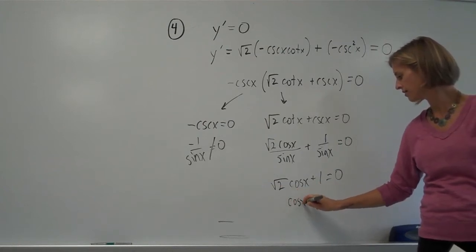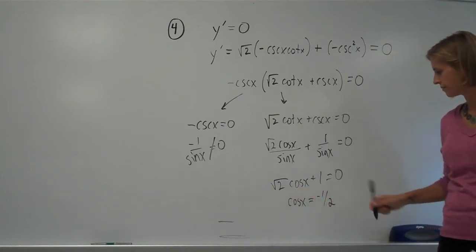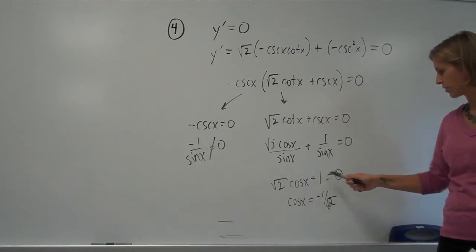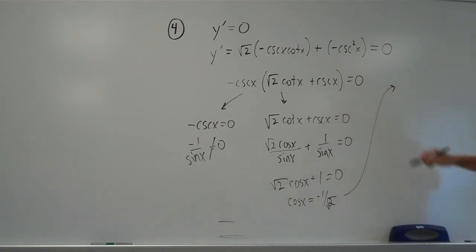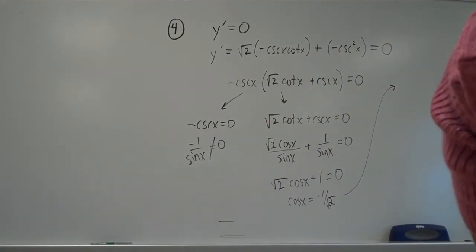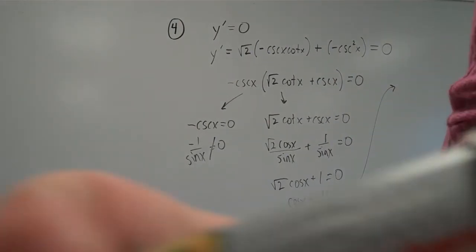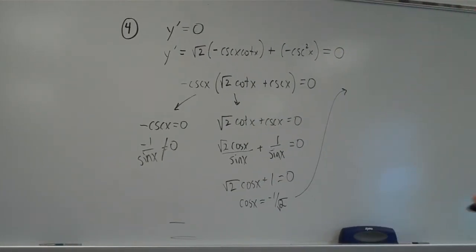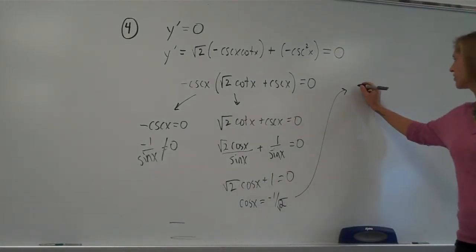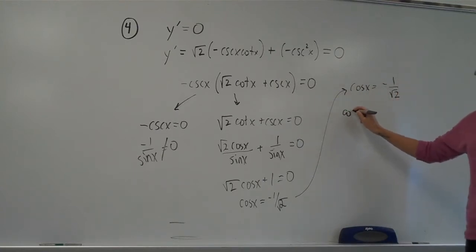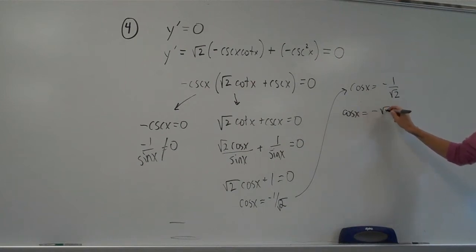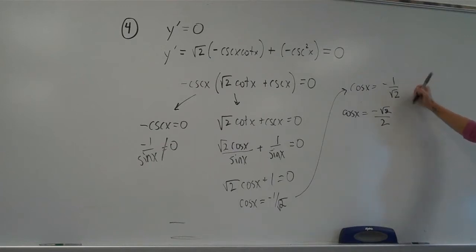So I solve it. The cosine of x has to equal negative 1 over root 2, if I bring the 1 over and divide by root 2. I need to remember that that's the same thing as negative root 2 over 2, if I rationalize this and multiply by root 2 over root 2.